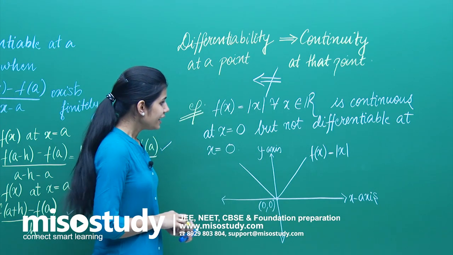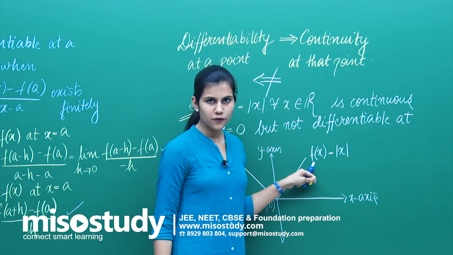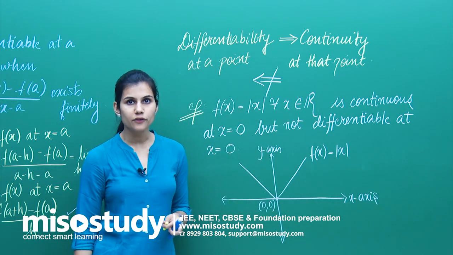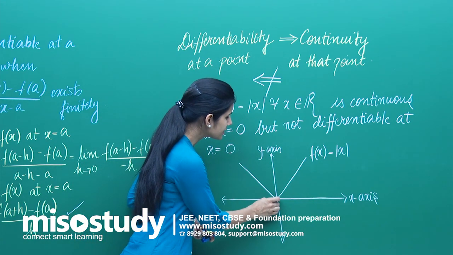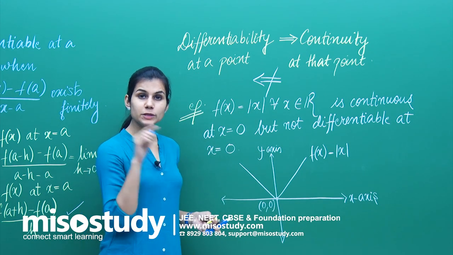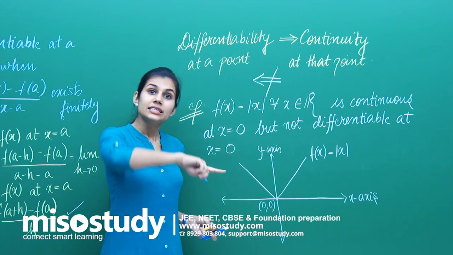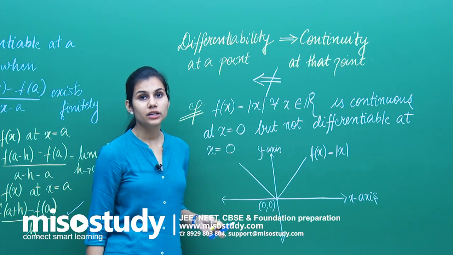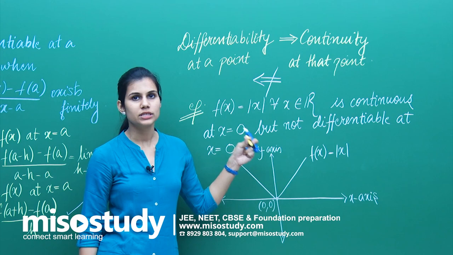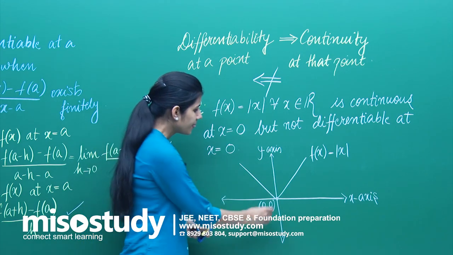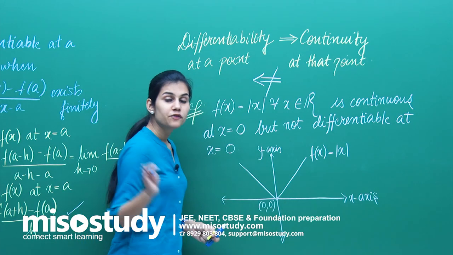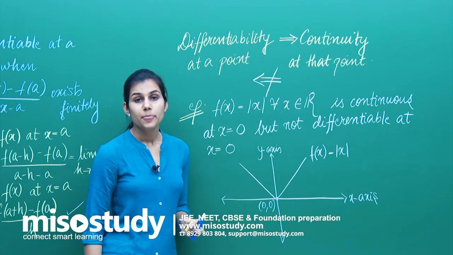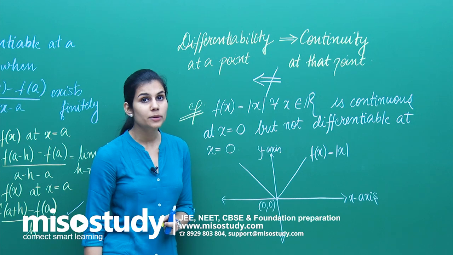Okay? If this is the f(x) equals mod x graph, you can see there is one corner point in the graph. The corner point is this. Corresponding to the point 0 in the domain, (0, f(0)), which is (0, 0), is a corner point in the curve of y equals mod x. Definitely, at this point, infinitely many tangents can be drawn to the curve y equals mod x. That means the function is not differentiable at 0.